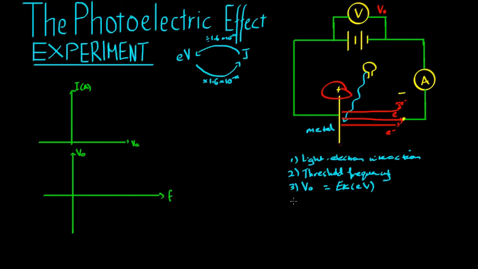The fourth observation that we make is that the emission of electrons, the ejection of electrons, is instantaneous.